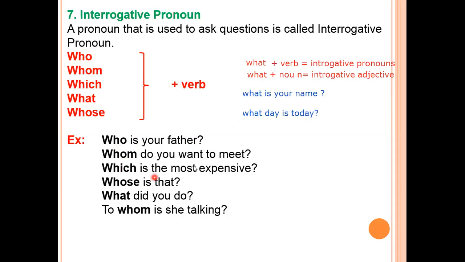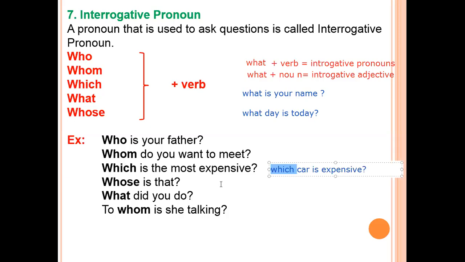Which is the most expensive? But if I say, which car is expensive? Let me write down another example: Which car is expensive? In this case, I have used a noun after which. So which is now an interrogative adjective, but this which is called what? We call it an interrogative pronoun.